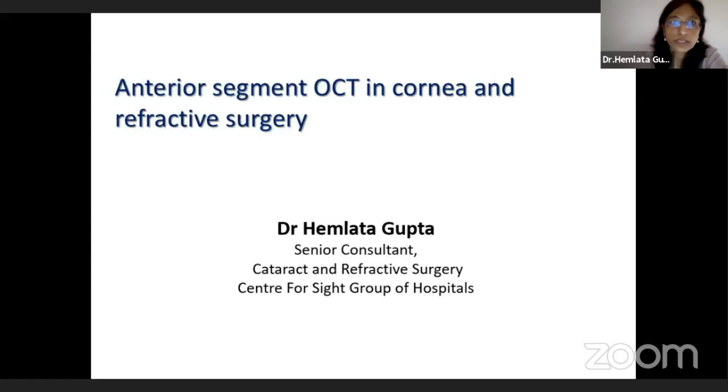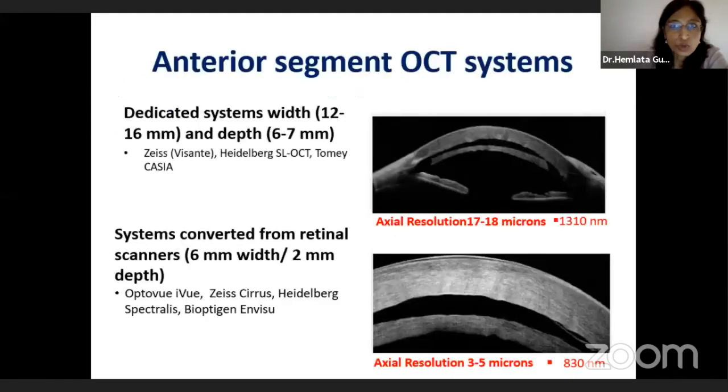I'll be talking about anterior segment OCT use in day-to-day cornea and refractive surgery practice. First of all, I would like you to know that anterior segment OCT systems are majorly categorized into two types. One are those converted from retinal scanners, and the other are dedicated anterior segment OCT systems. The systems converted from retinal scanners use a wavelength of 830 nanometers and provide a very high axial resolution, as compared to the dedicated anterior segment OCT systems that use a wavelength of 1310 nanometers and provide deeper and wider scans.